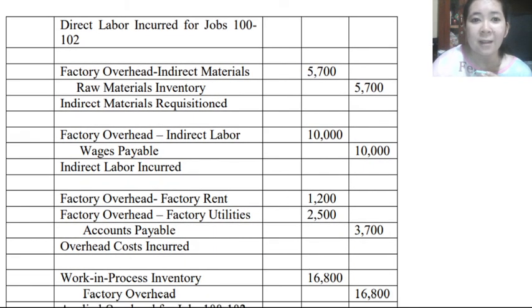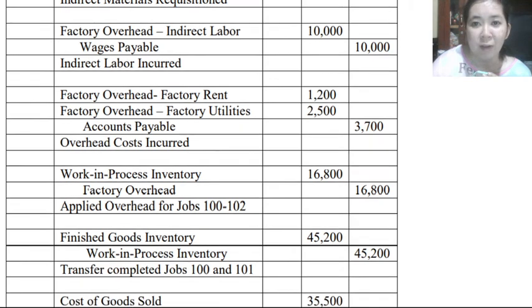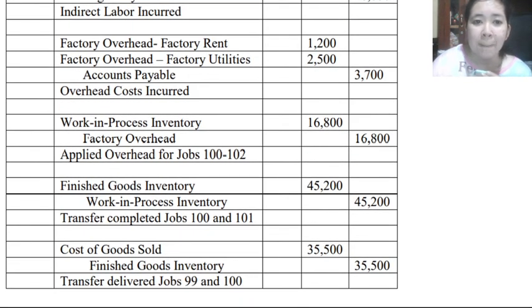For factory overhead, we will debit factory overhead for the indirect materials, credit raw materials. This is the requisitioning of indirect materials to be placed in process, as well as the indirect labor. So we will debit factory overhead, credit raw materials and wages payable. And if overhead costs are incurred, we will debit factory overhead for the rent and utilities, and then credit accounts payable or cash depending on the transaction. And once this factory overhead is applied, we will debit work in process inventory, credit factory overhead.